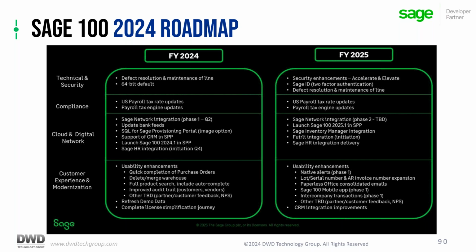The Sage HR integration, right? So Sage has a thing. They bought Cake HR a couple years ago, and they've been working on integrating with their different products. So Sage HR is supposed to be integrated with Sage 100 at some point, 2025.